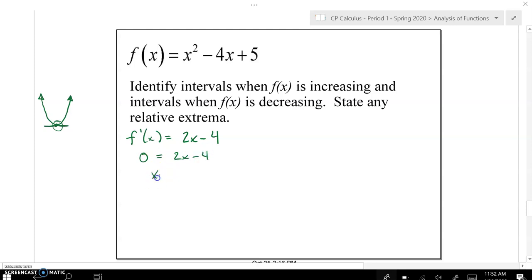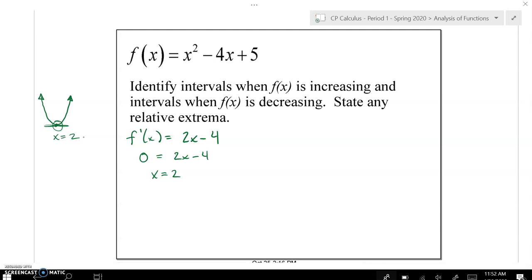When we do solve that, we get x is equal to 2. So x equals 2 is our critical value. This happens for this function at x equals 2. And that's what we're going to use to figure out the intervals over which we are increasing and decreasing.